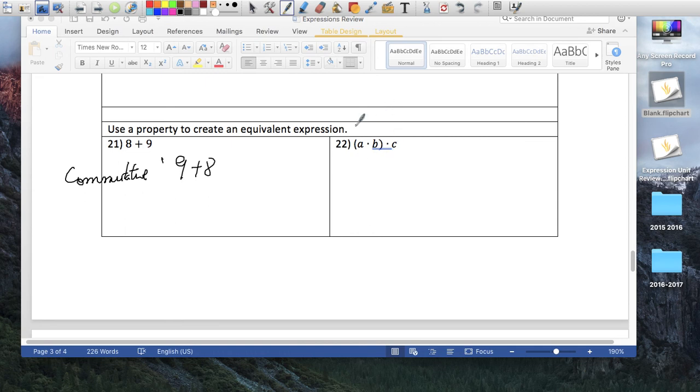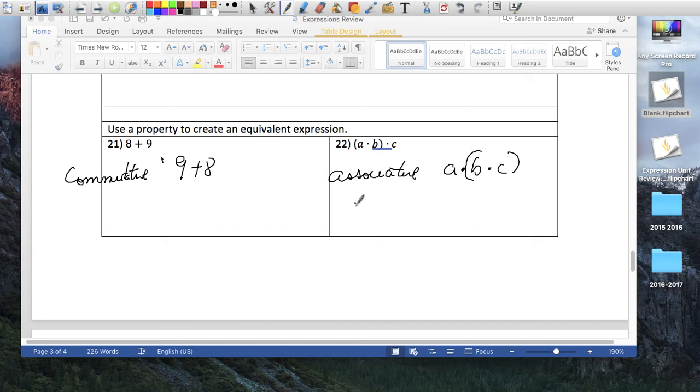Here, what property can I use to generate an equivalent expression? I can use the associative property. So using the associative property, I can do something like this. This says A times B first. Please take A times B first and then multiply by C. That's what this says. But the associative property tells me that if I do this, it's not going to really matter, because I'll still get the same answer. I can multiply B and C first and then by A, and I can still get the same answer.